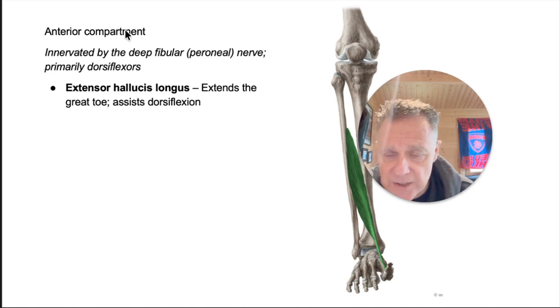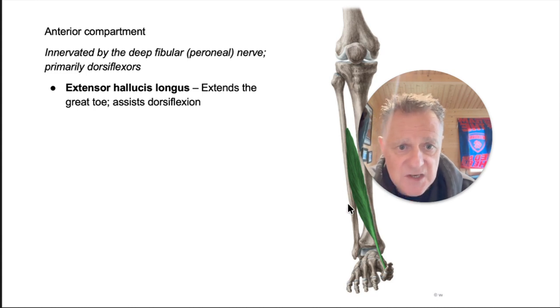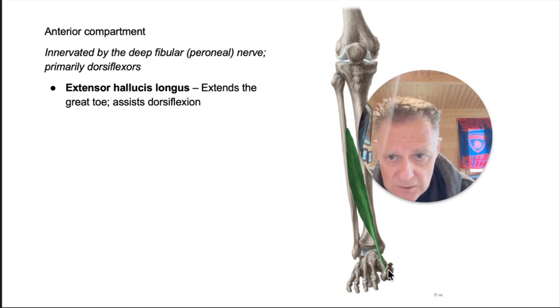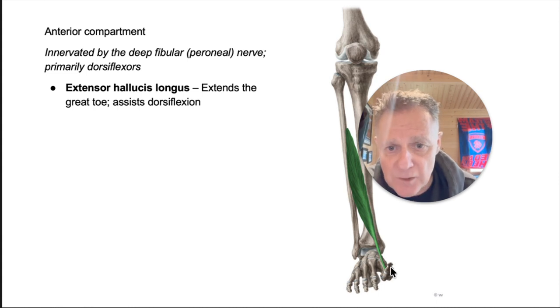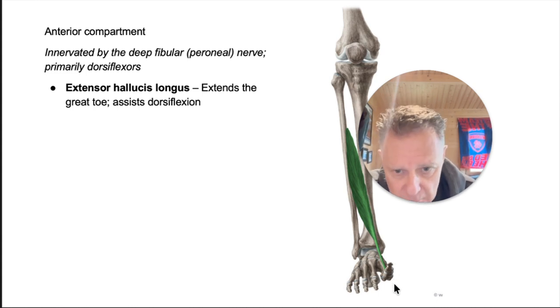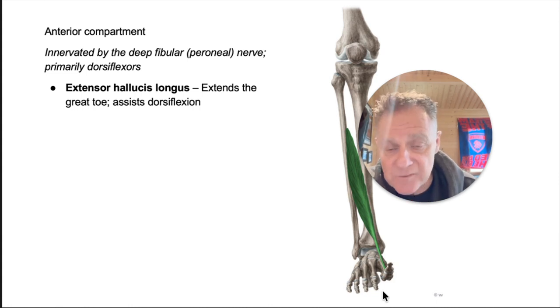Still in the anterior compartment and still the deep fibular nerve, extensor hallucis longus. As you can see, from the mid shaft of the fibula to the great toe, and as a result, it's going to extend the great toe. The principle of extension of the toes is the same as it is for dorsiflexion of the foot. In other words, if the big toe is moving towards the tibia, then we talk about that movement as being extension. If it moves away, we talk about it being flexion.